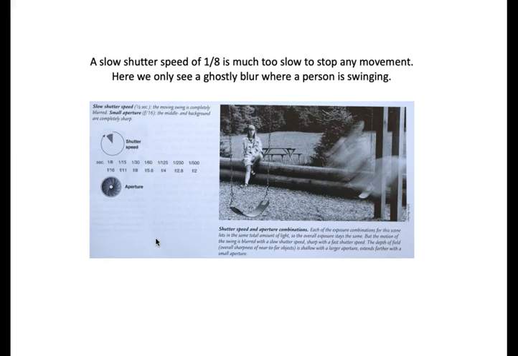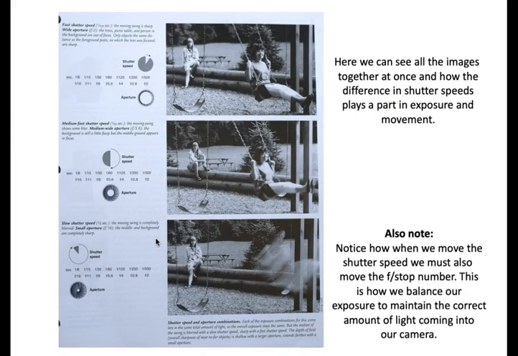In fact, it's so slow that you can't handhold this without getting a little bit of blur. You typically don't want to go under a 1/60th of a second, or whatever the focal length is of your lens. So if you have a 200mm lens, you probably don't want to go under 1/250th of a second because of the weight, and physically hitting that shutter button moves your camera. So this photo was obviously taken on a tripod, but here we can see all of them together.